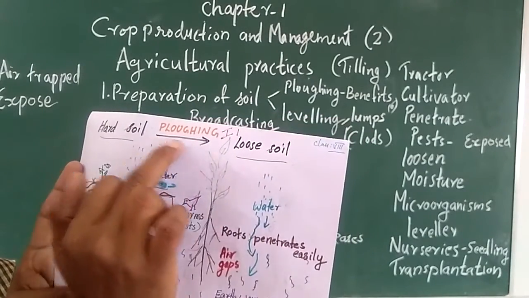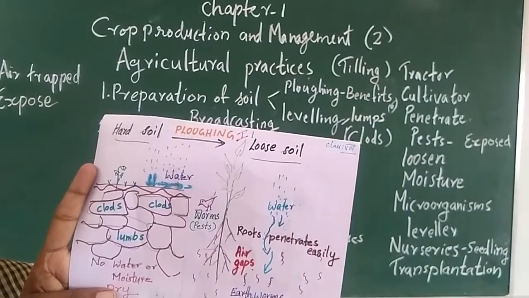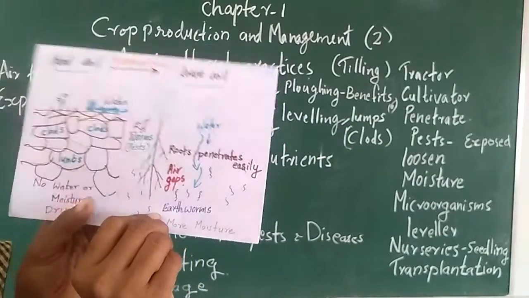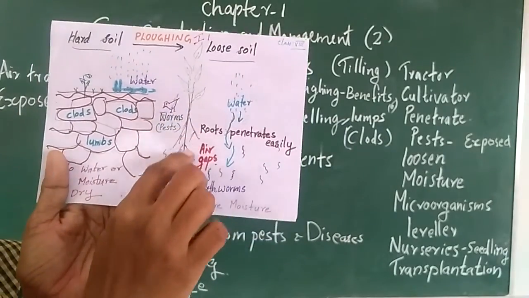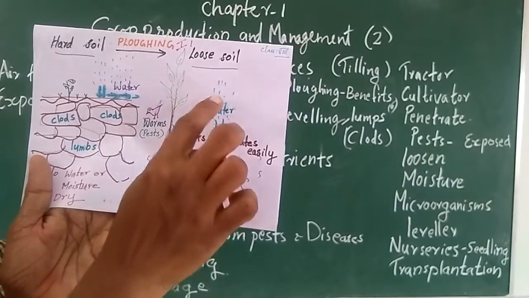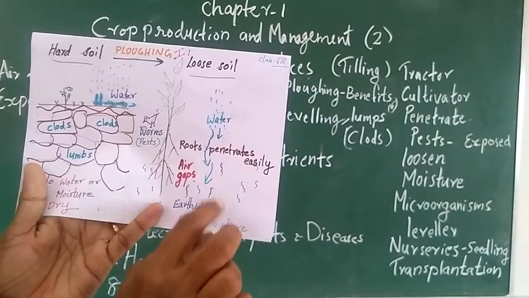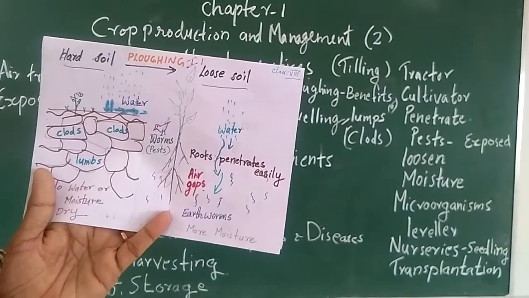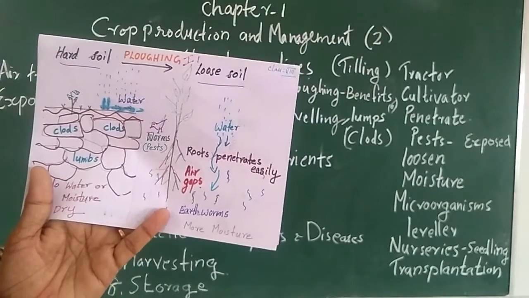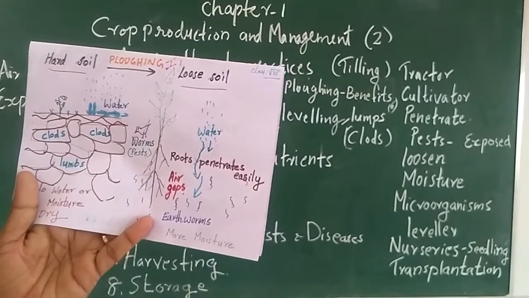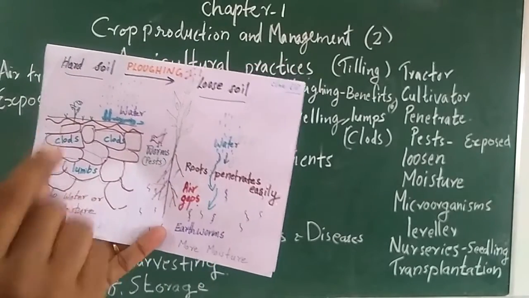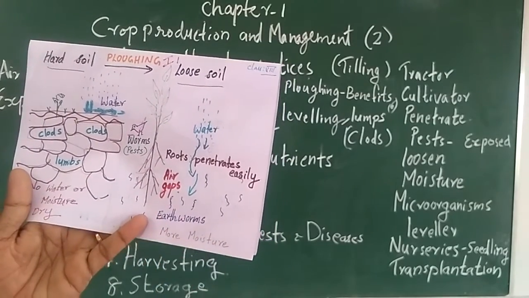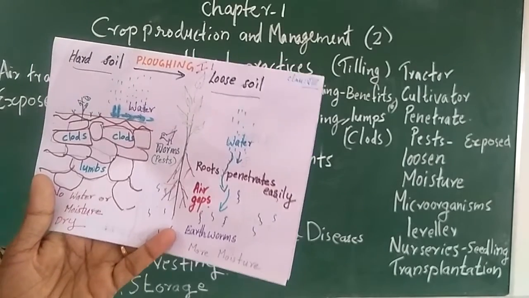For that we do one process, and that is called what? Plowing. Plowing makes the soil go from hard to loose. So what are the benefits of loose soil? The plant roots can penetrate very easily under the soil, and water can go under the soil very nicely. So the soil will be full of moisture. If there is moisture, what will happen? Microorganisms will be there. They will enrich the nutrients, and the earthworms will grow very nicely. And next, there will be air gaps here and there, so that earthworms and microbes will get oxygen to respire, and they will grow very nicely.